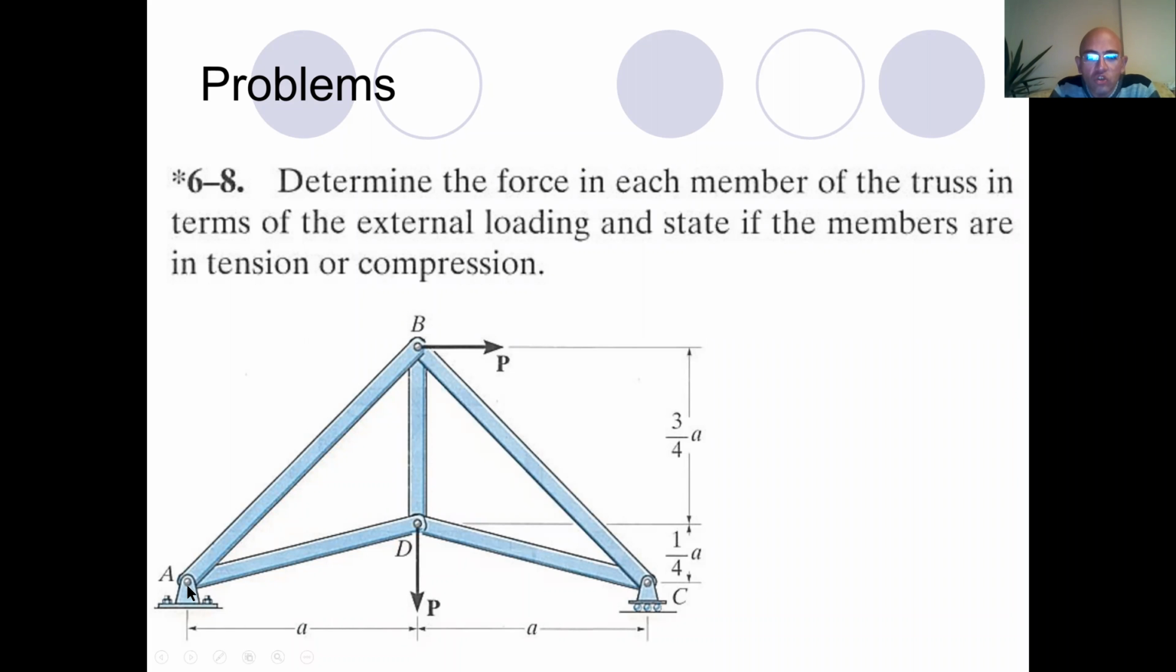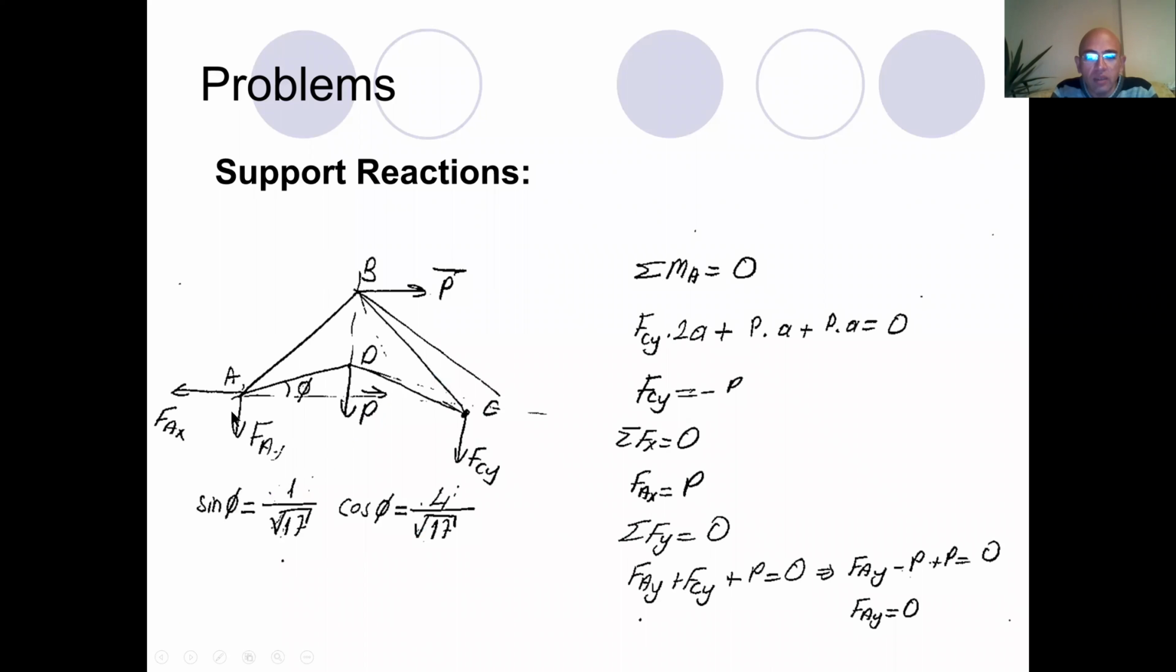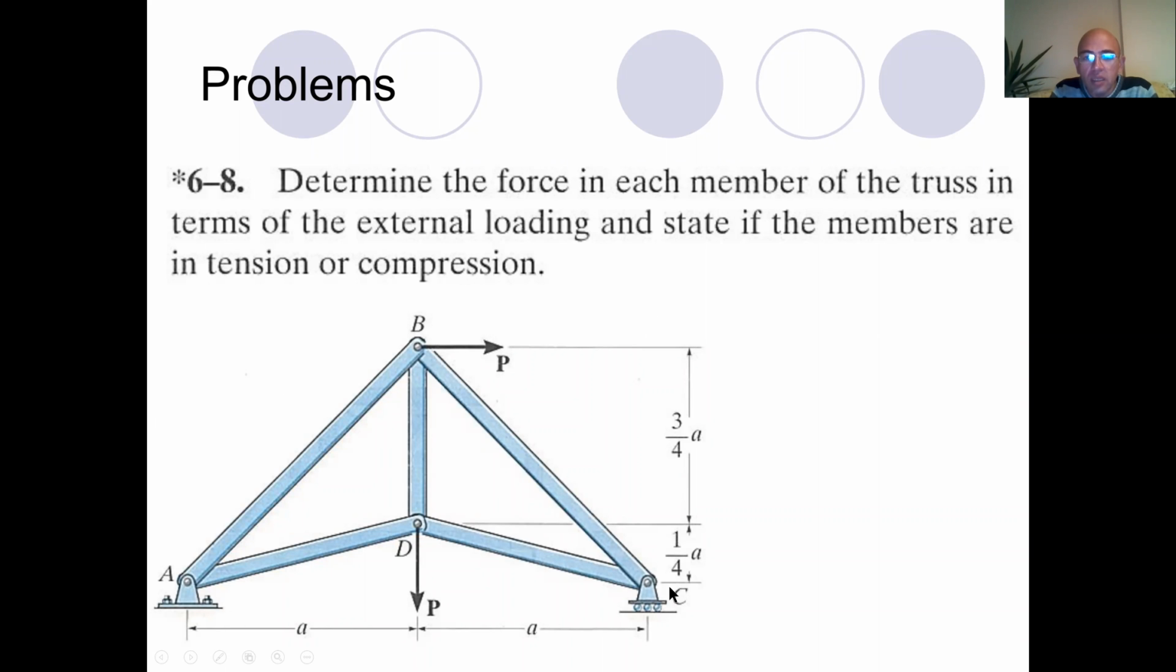Certainly at support A, the motion of the system is restricted in two directions. They are vertical and horizontal. But of course, the structure can easily rotate around A. As a result, there is no reaction moment at point A. There are two forces, support reactions, at point A. And at point C, again, only the vertical motion is restricted. As a result, horizontal motion is not restricted, and it can again rotate around C. And this basically means that we have only vertical component of the support reaction at point C.